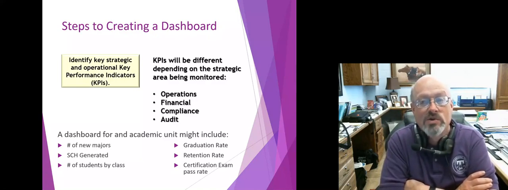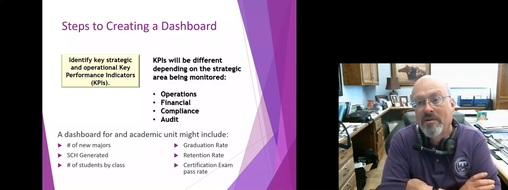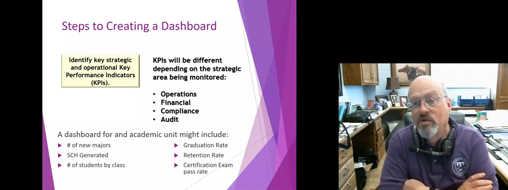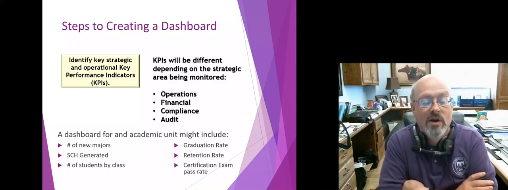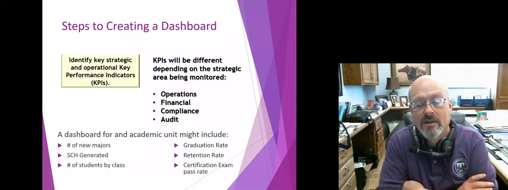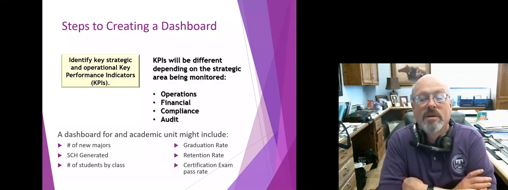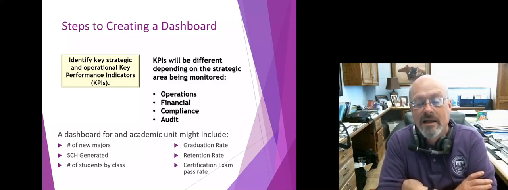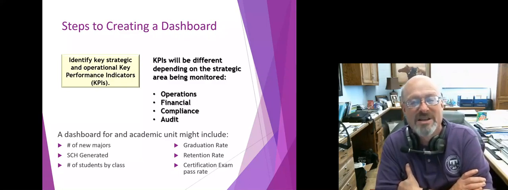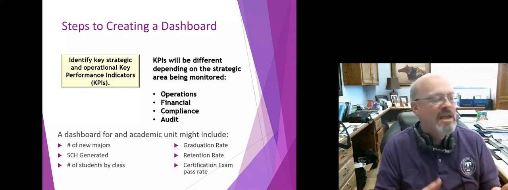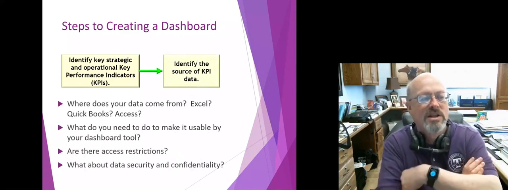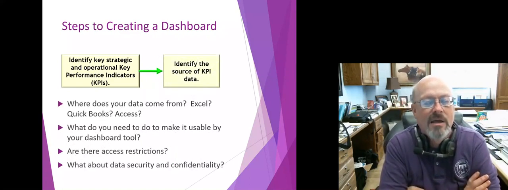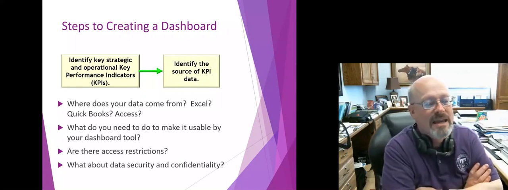For example, things we use in the Department of Accounting, where I teach, I would use the number of new majors, the credit hours being generated on a semester basis, the number of students by class, the graduation rate, maybe the retention rate, and whether or not people are passing the CPA exam. Those would all be metrics that I might want to use in evaluating the progress and the performance within the department.